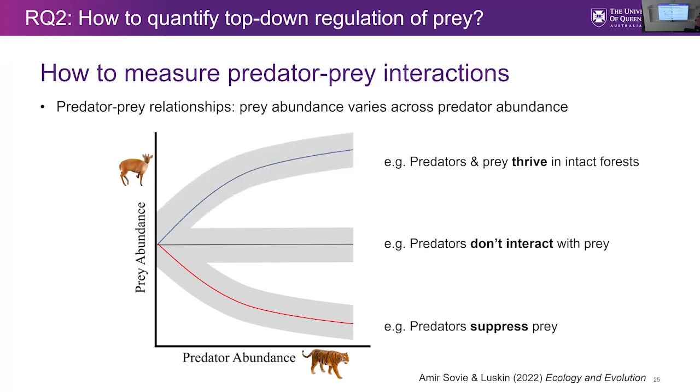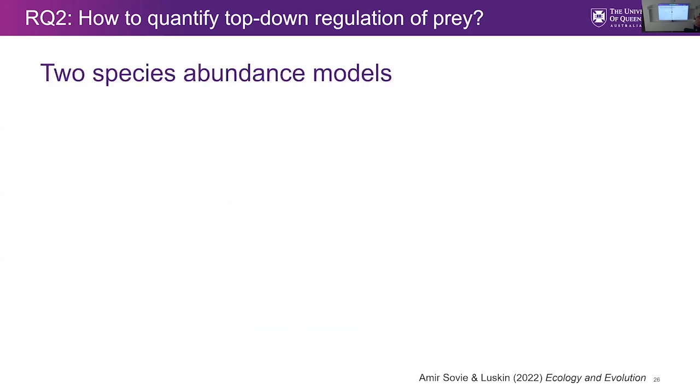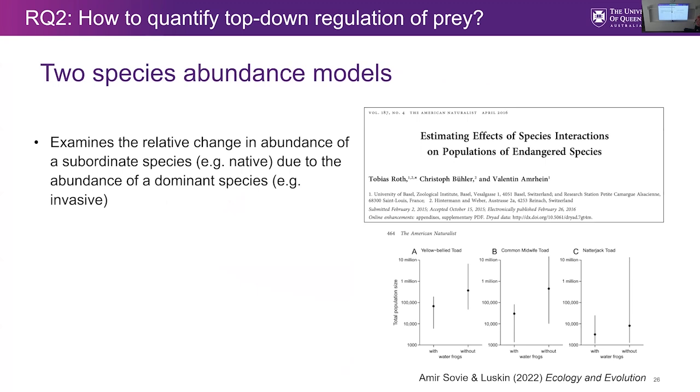We could also observe this positive relationship that's a bit counterintuitive, where predator and prey both increase in abundance together, which is likely driven by an unmeasured variable, such as both thriving in a very healthy forest. Because abundance is on the axis of both of these graphs, we call this a co-abundance relationship. So to implement this, I started with 2 species abundance models.